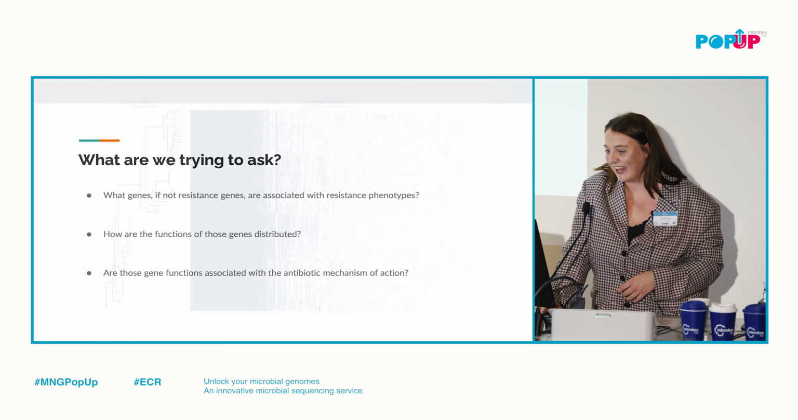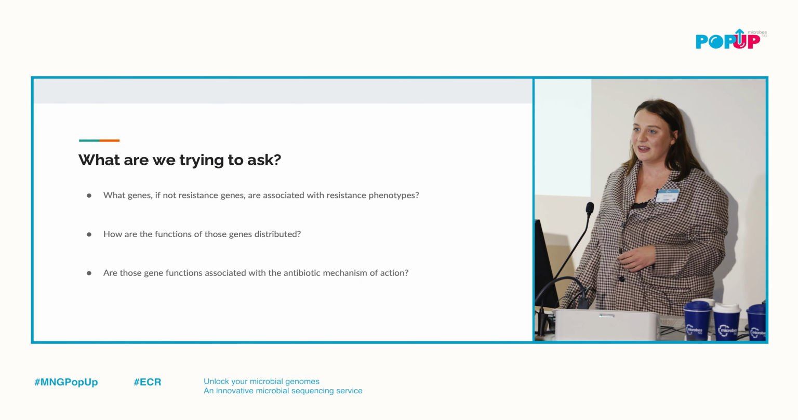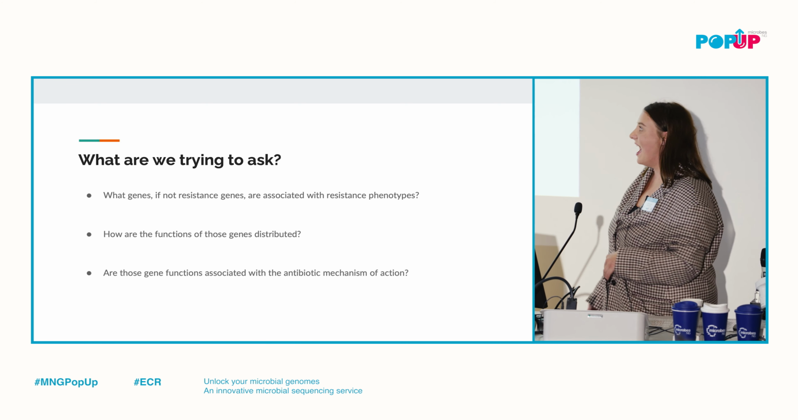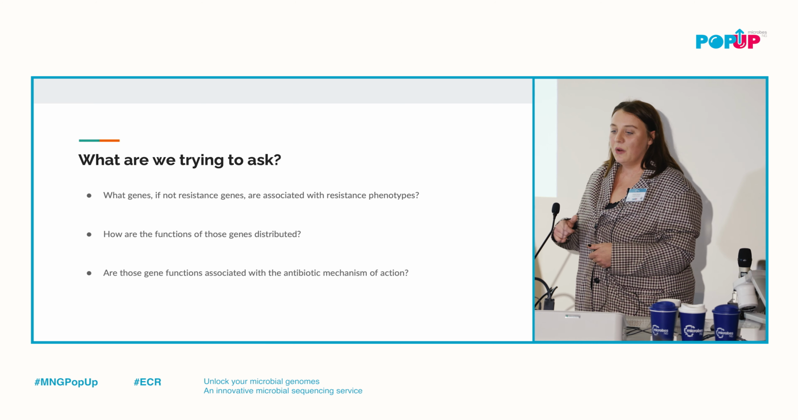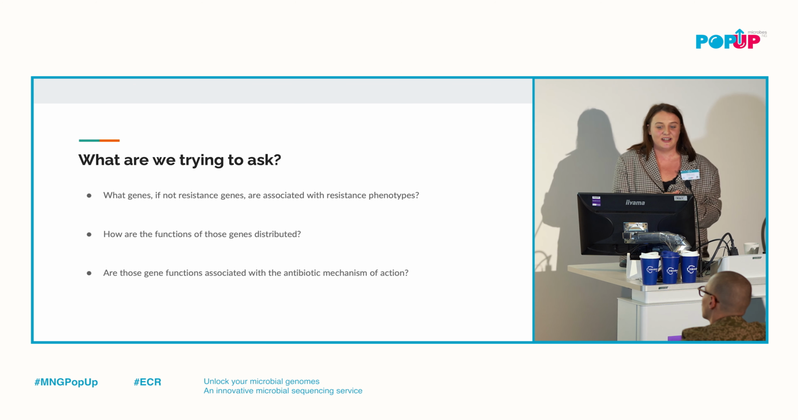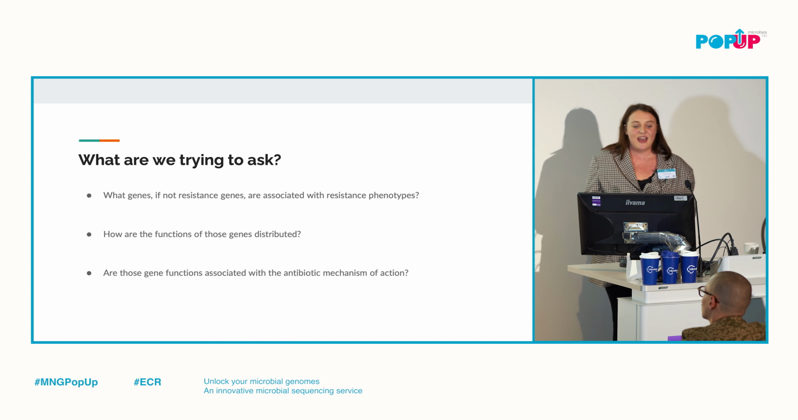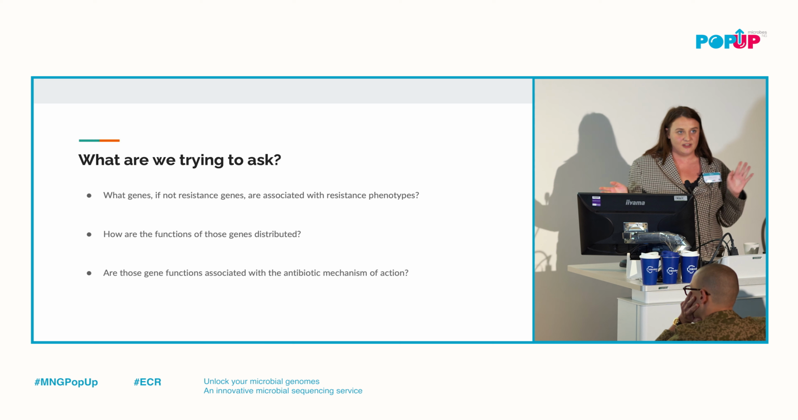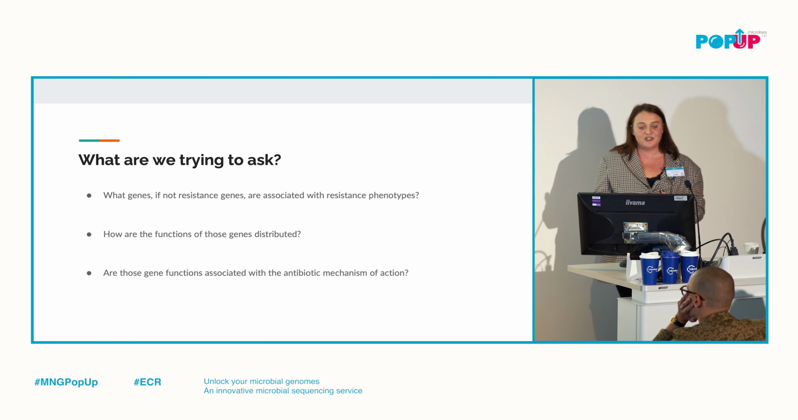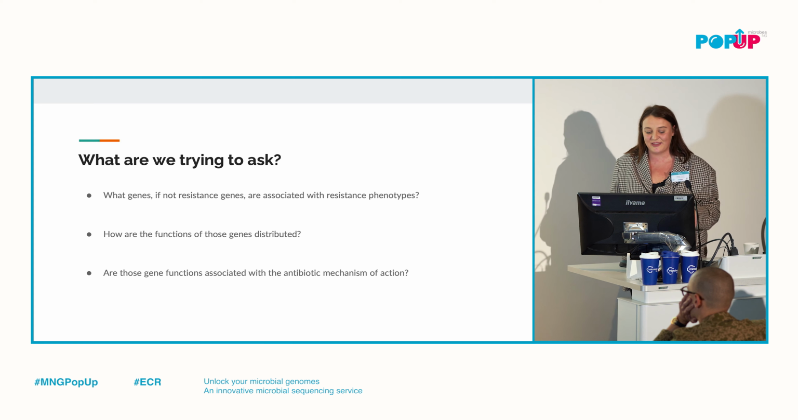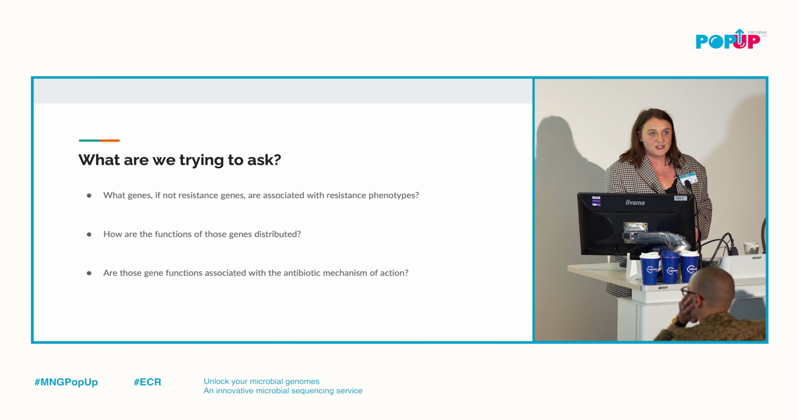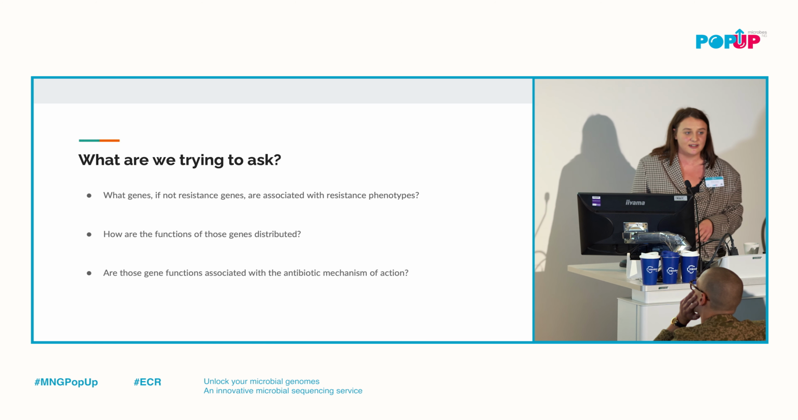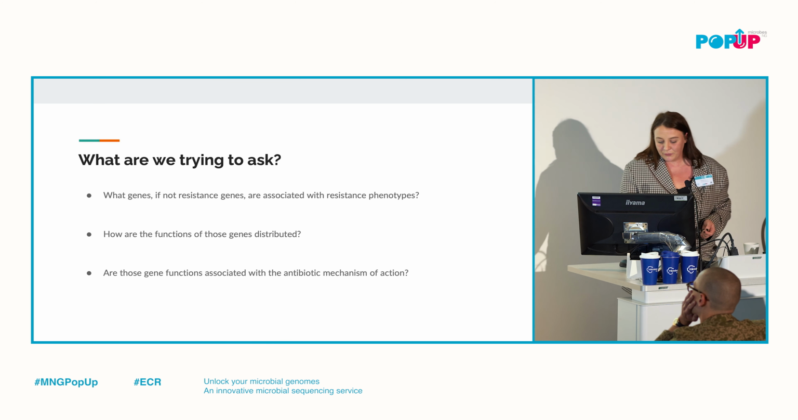So then we can start looking, well, what are we trying to ask by looking at everything that exists in a microbial genome, along with these phenotypes? What genes, if not resistance genes, are associated with resistant phenotypes? How much of the functions of those genes are distributed within the genome? Are those gene functions associated with the mechanism of action of that antibiotic? So again, for this section, I'm going to be focusing on those 4 antibiotics just to keep things consistent, because if I did everything, we'd be here all day.